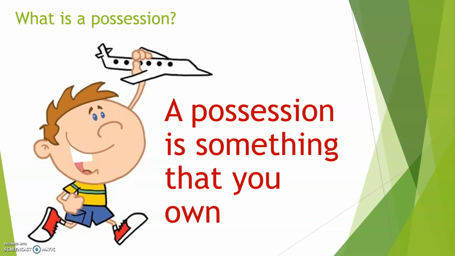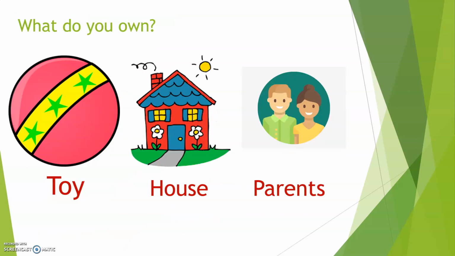Okay, so a possession is something that you own. So the boy here is owning his toy aeroplane. So what do you own? You might own a toy, you might own a house, and you might own some parents.